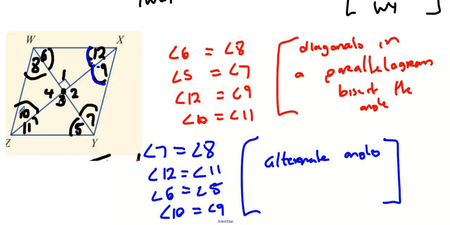Now, if you're doing this by color, here's essentially what I'm saying. All the blue angles are the same. They're all the same size. All the green angles are the same size. Would you agree with that? And finally, all the red angles are the same size. Everybody agreed?